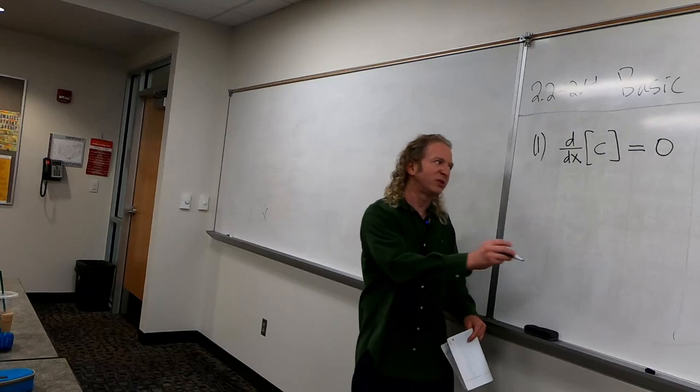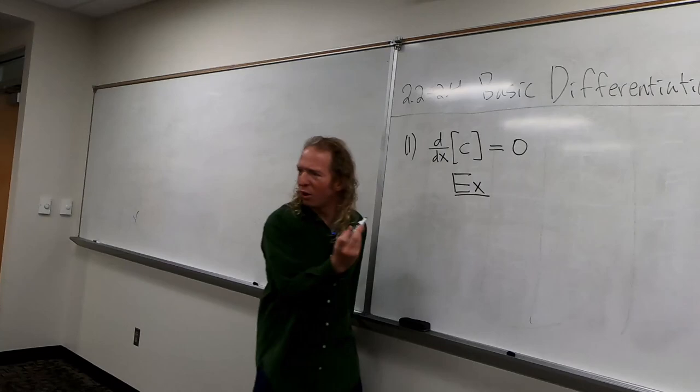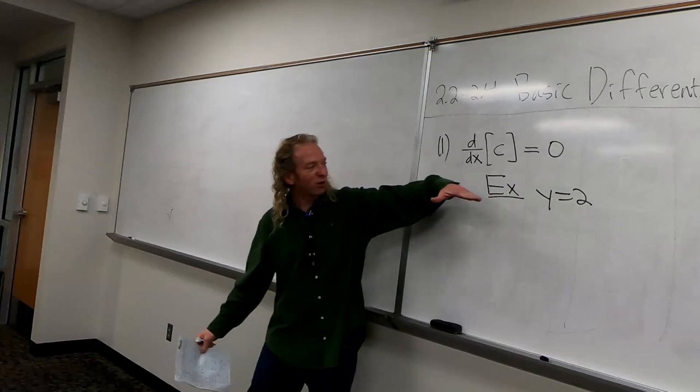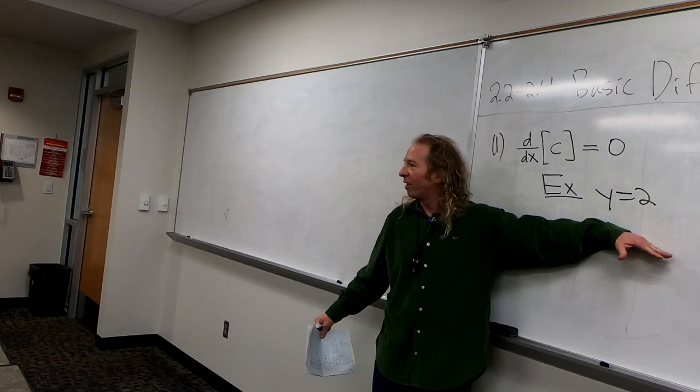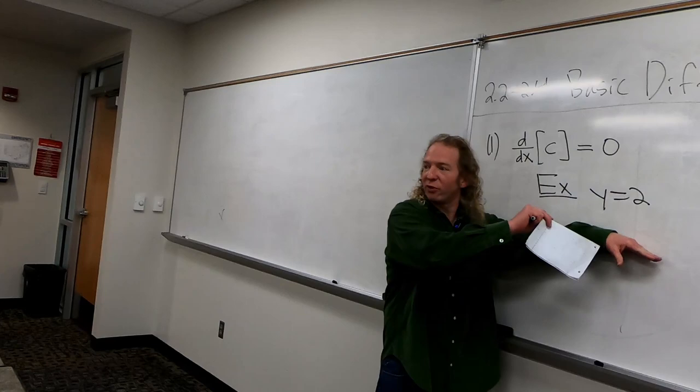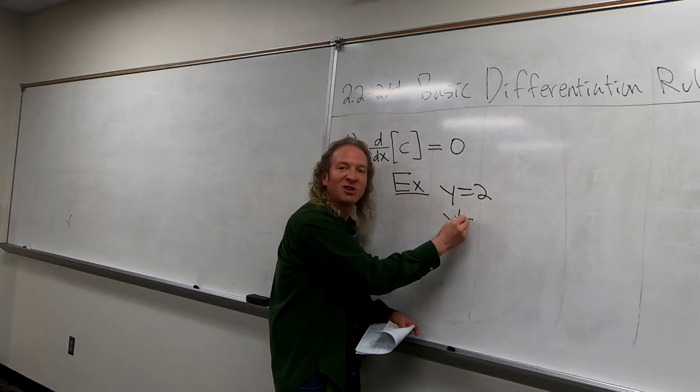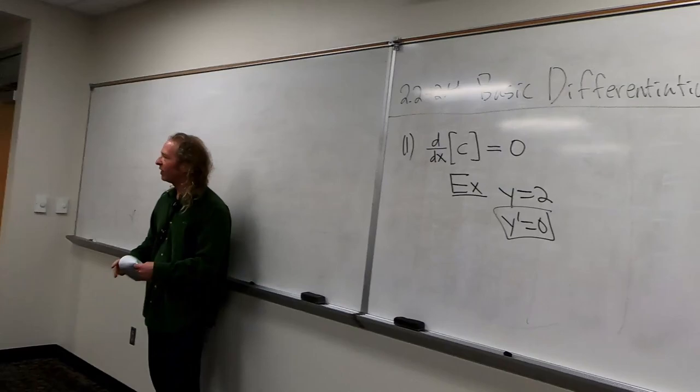So ex means example. Say we have y equals 2. Let's go real slow. That's a horizontal line, right? And derivative is slope. So the slope of a horizontal line is 0, because it's rise over run, and the rise is 0. So the derivative is 0. So you just write y prime equals 0. That's it. Whenever you have a number, the answer is 0 if you have to find the derivative.